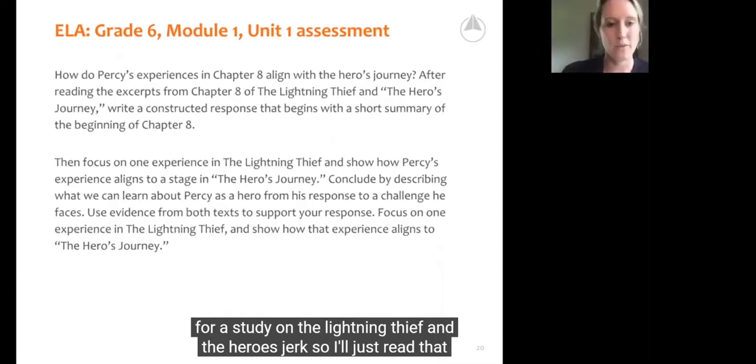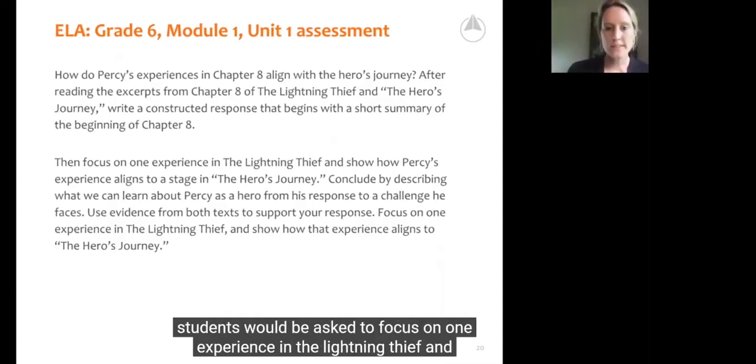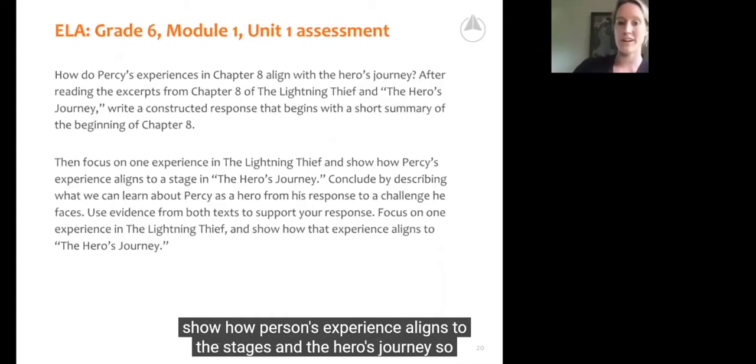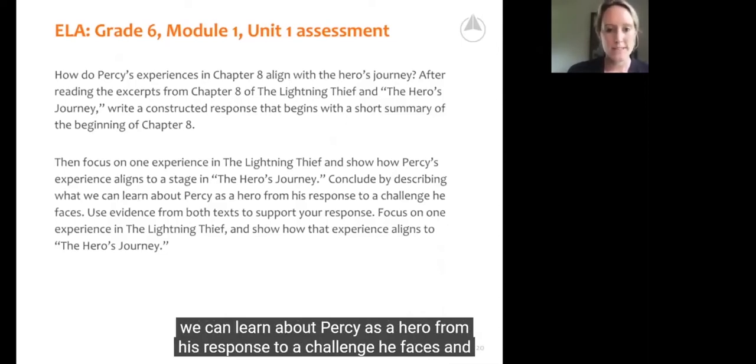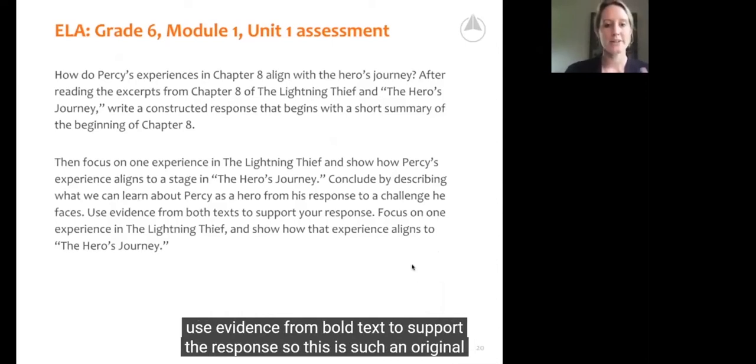So I'll just read that students would be asked to focus on one experience in The Lightning Thief and show how Percy's experience aligns to the stages in the hero's journey. So that's a nonfiction text they would be reading. And conclude by describing what we can learn about Percy as a hero from his response to a challenge he faces, and use evidence from both texts to support the response.